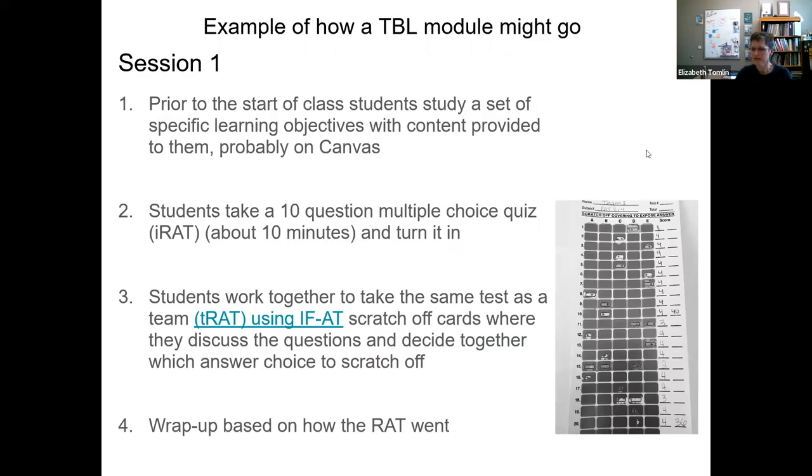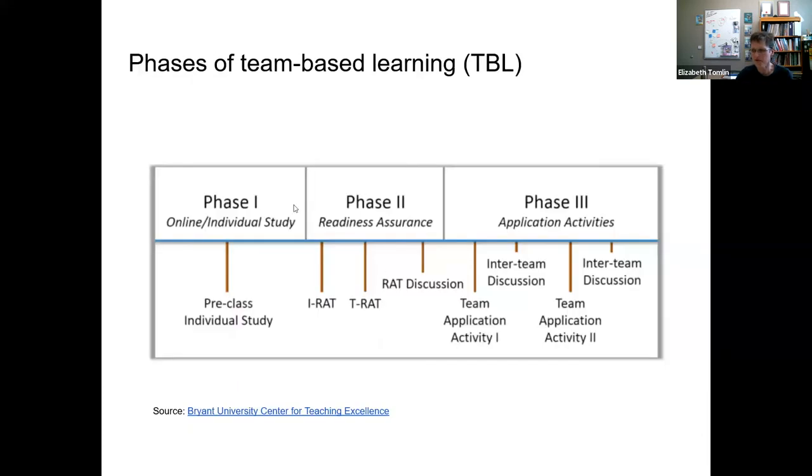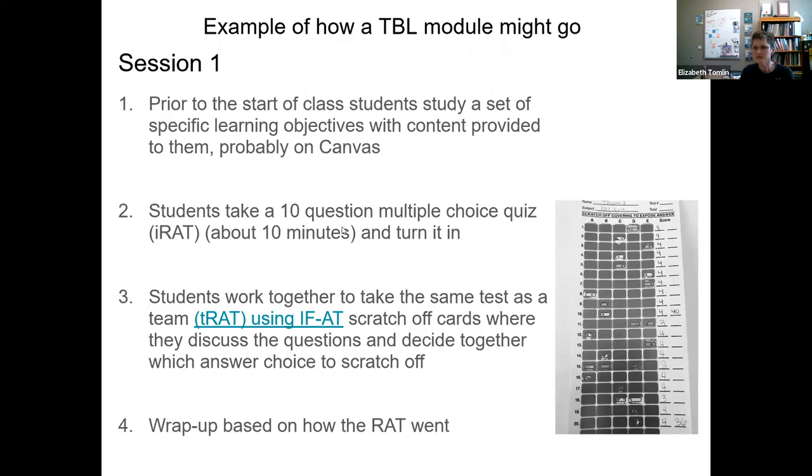Okay, so for example, session one. Prior to the start of the class, I'm going into phase one and phase two here. Students are studying, and I provide them with a set of specific learning objectives with content attached to them. I do it on Canvas, as probably most of us do. Then I do a 10 question multiple choice quiz. Again, depending on how your course is organized, you may give more or fewer questions. I'm just going to talk about how I do this in a face-to-face class for now. I've obviously adapted it for online when necessary, but I'll focus on how it works face-to-face.